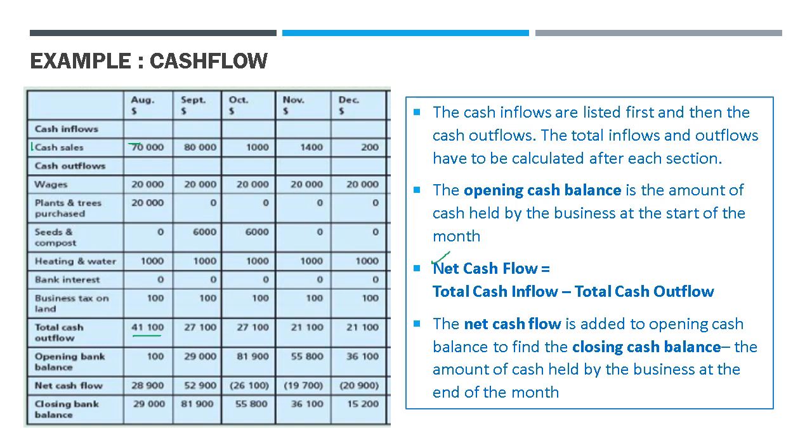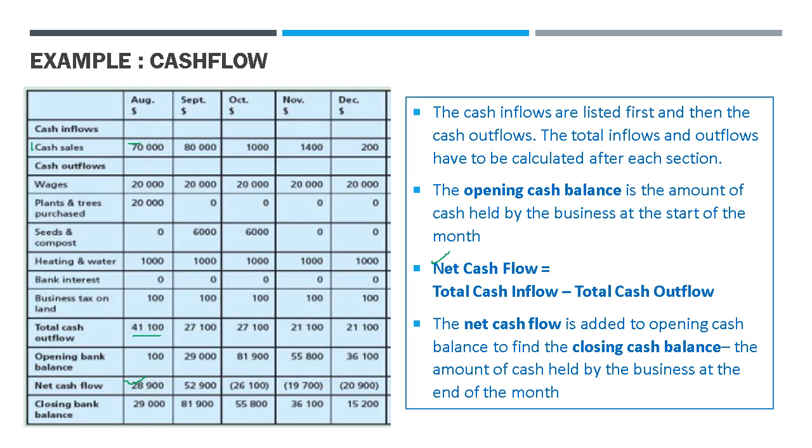Here is the net cash flow. You have to deduct the total cash outflow from the total cash inflow. So how much is the total cash outflow? $41,100, deducted from $70,000, which is the total cash inflow. So if you deduct this from this, the net cash flow would be $28,900.